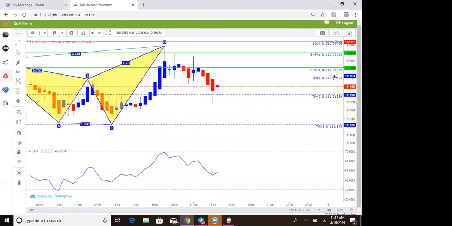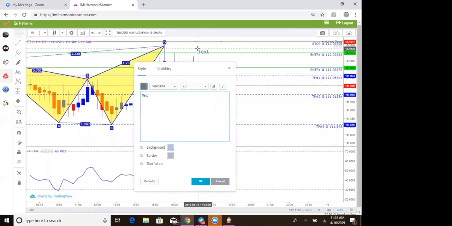So right here on the right-hand side of the screen, you see the entry price is 111.98379. Since this is a yen pair, you can technically just look at 111.983. You don't have to look at the rest of that. So let me go ahead and put some text on the screen so it can make a little bit more sense. So 111.983 is the entry price.